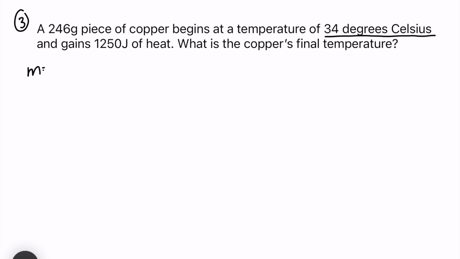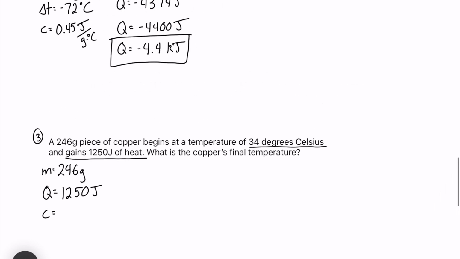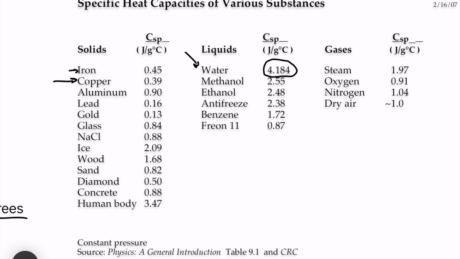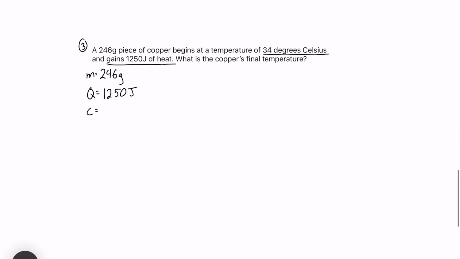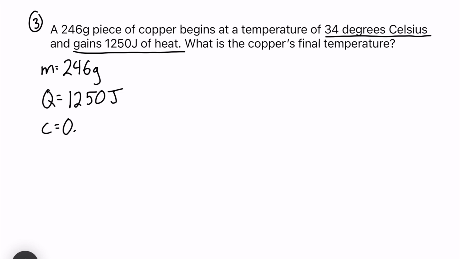So first off, our mass is going to be 246 grams of copper. Our Q value, it says that it gains 1,250 joules of heat. So it's going to be positive 1,250 joules. And finally, the last thing we can get is our specific heat capacity, or C value. So let's go up to our table and find copper, which is going to be right here. So our C value is going to be 0.39 joules per gram per degree Celsius. Let's write that down.